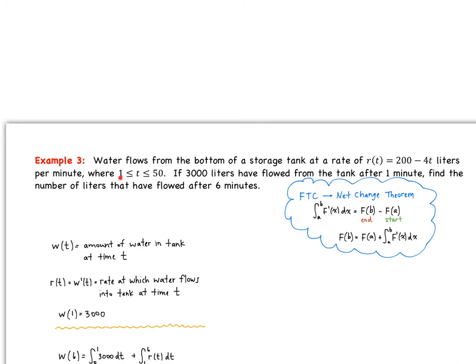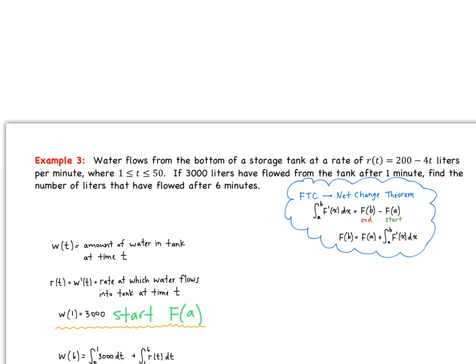So since our interval is from 1 to 50, we need to know, well, what happened in that first minute from 0 to 1? And that's what this piece right here is telling us. So that's how we interpret that. So let's go ahead and let W of t be the amount of water in the tank at time t. R of t is our rate, so we can think of that as the derivative of W, and it's the rate at which water flows into the tank at time t. So W of 1 equals 3,000. We can think of this as our starting value, like our f of a.